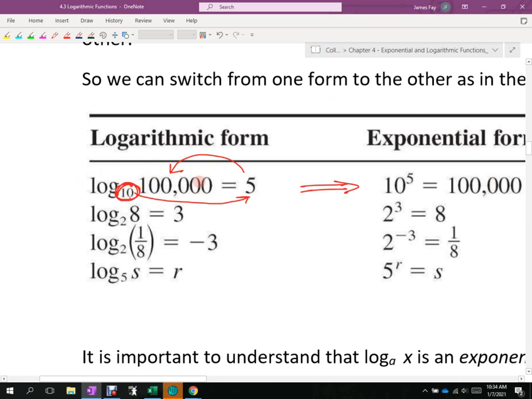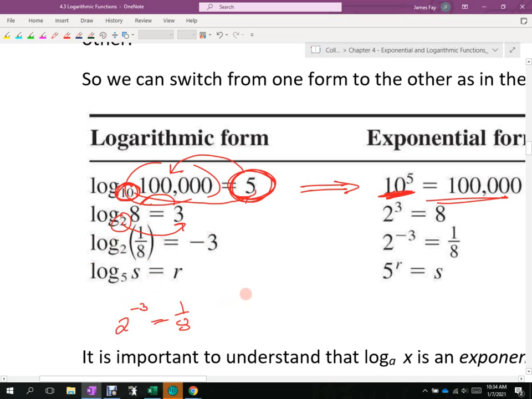Okay, so the logarithm is the exponent that I raise the base to get the x value right there. Would you guys agree if I take 2 and raise it to the 3rd power, I can come back and get 8? If I take 2 and raise it to the negative third power, does that come back and give me 1/8?